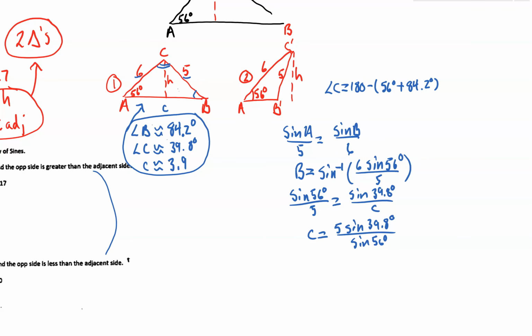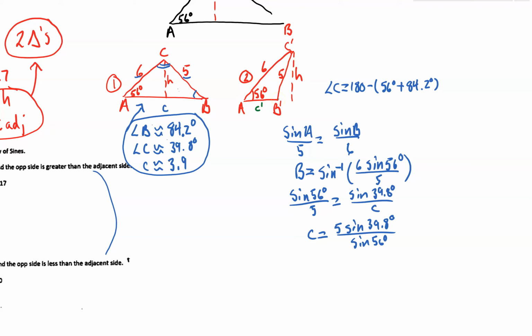A is going to be the same, but obviously now C prime is going to be a little bit shorter. B prime is going to be a little bit different, and C prime is going to be a little different. So I need to solve that out. How do I do that? Well, I still have A. I still have this one.